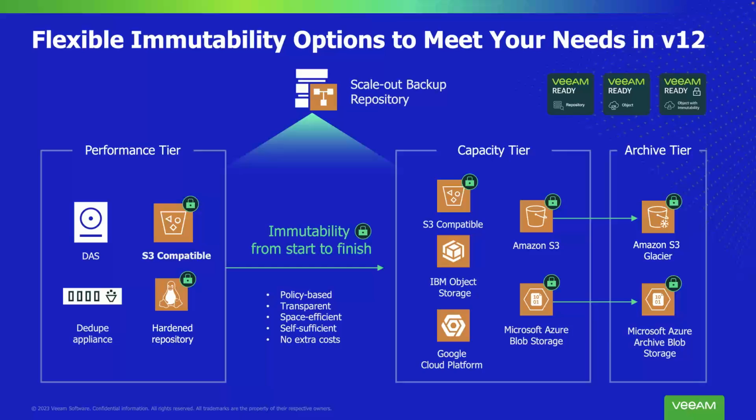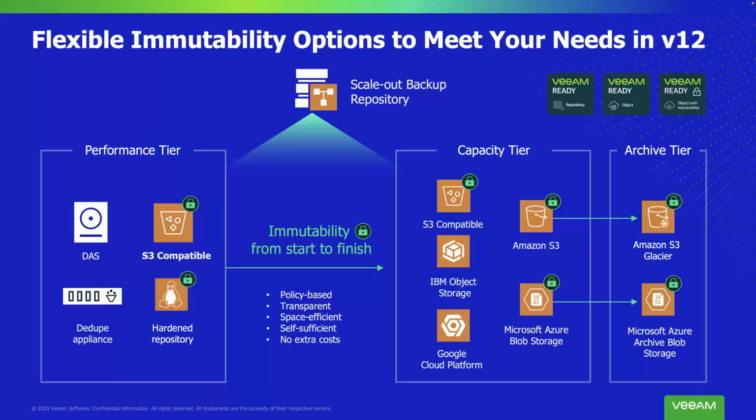You can also use a dedupe appliance in the market as a repository, whereby you back up to the dedupe appliance to store your backup data, and with global dedupe, it helps you reduce your backup footprint. Of course, we have our Veeam hardened repository, and the last one, in V12, we have added S3 compatible object storage, whereby you can back up directly to object storage. So if you are using S3 object storage or the hardened repository, you can also have that immutable capability from your performance tier.